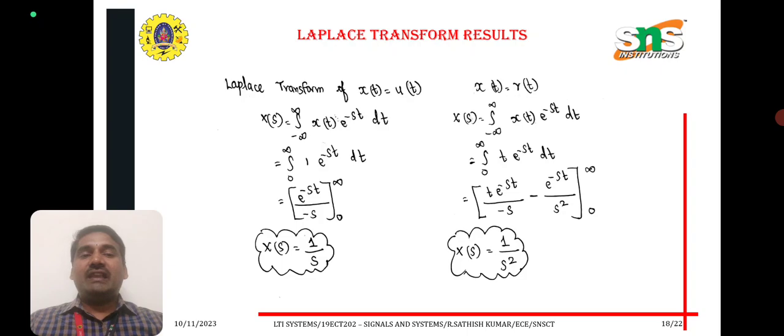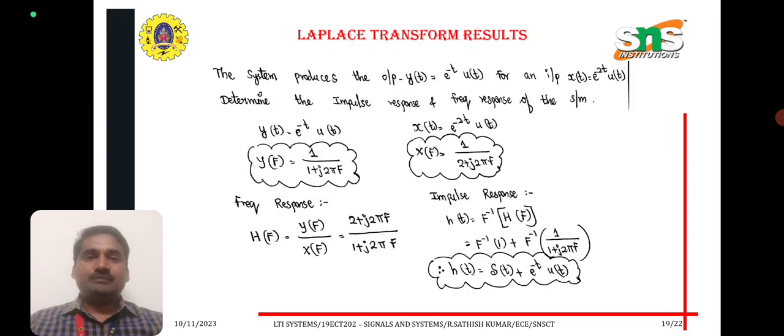We get the answer X of s is equal to 1 divided by s square. Finally, the Laplace transform of the unit step function is 1 by s, and the Laplace transform of the unit ramp signal is 1 by s square. These are the Laplace transform results we get.